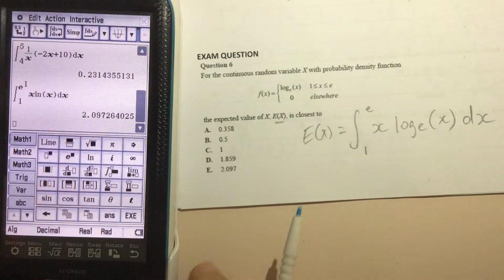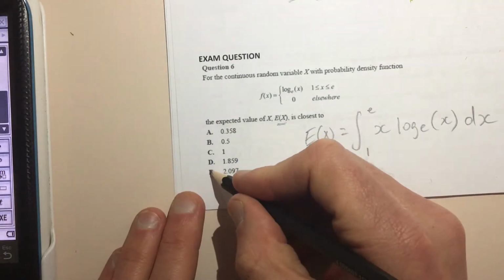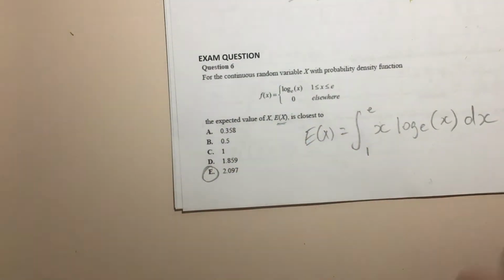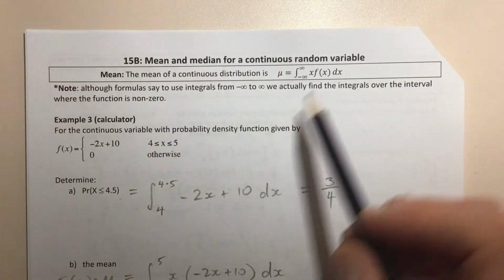It said the expected value is closest to. Now, what have we got? 2.097 on the CAS. So, yep, that's matching up with option E. Always a relief when you can actually see the answer that you got. Alrighty. So that's a couple of examples on how to find the mean of a continuous random variable. So it's just a straight application of that formula there.